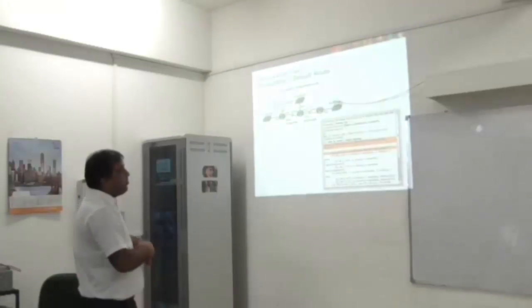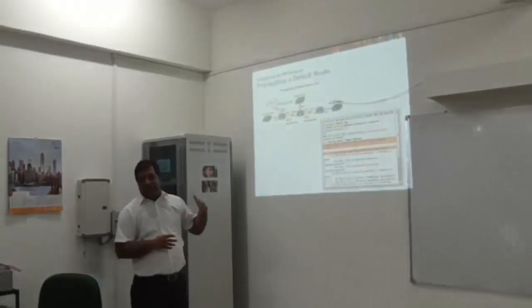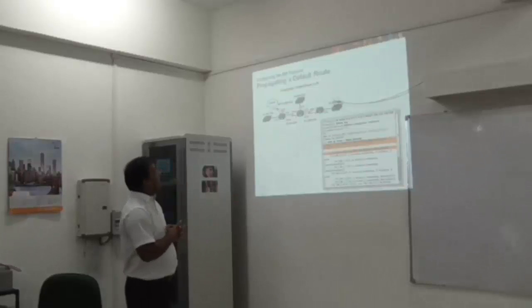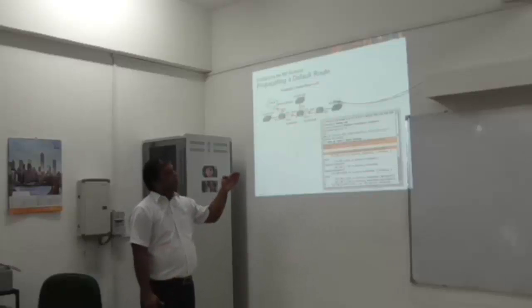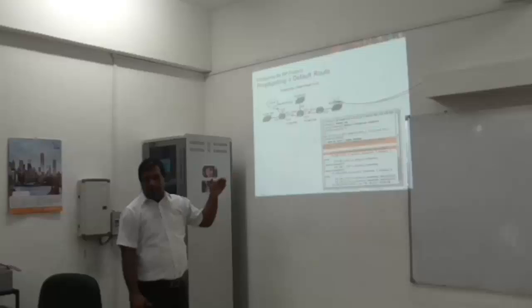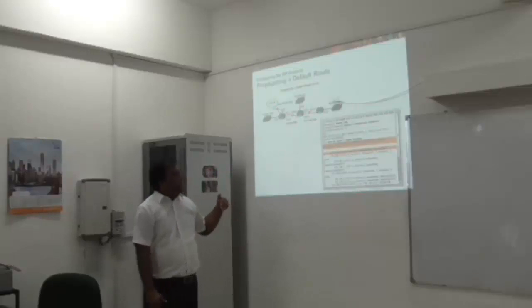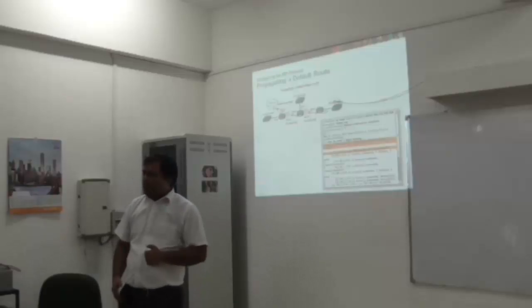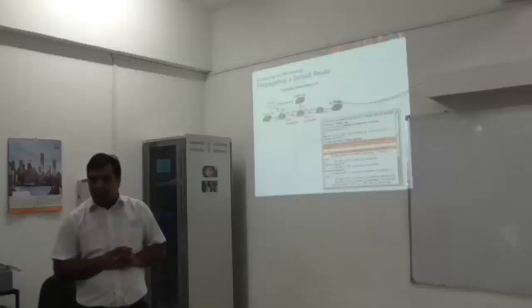So this is how to propagate a default route. Here the router R1 is connected to the internet, so we use the default route. The default route is set with ip route 0.0.0.0, with the same subnet mask 0.0.0.0. Then in router RIP, default-information originate is entered in the router config command.